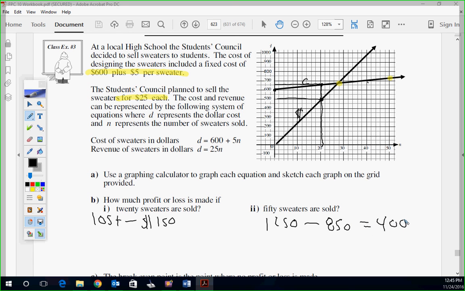Do you guys see what I did there? I just plugged in the number of sweaters for our N, for number of sweaters. And this right here is cost. This is revenue. So revenue minus cost equals profit. Are we good? Okay. Oh, sorry, it's a loss of 200. I was using my graph to estimate. You don't have to erase it. We still know it's a loss, and that's fine.